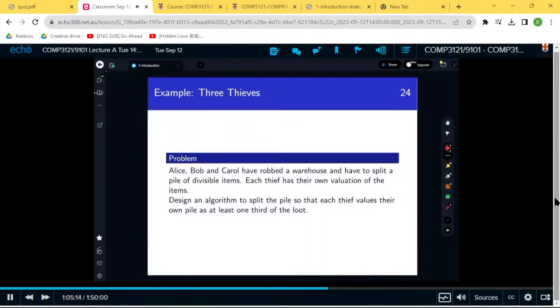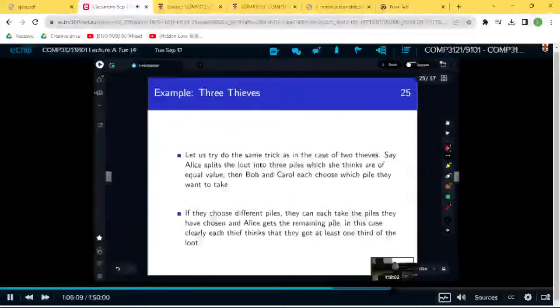Basically, I guess we could ask Alice to divide the pile into 3. Alice will be happy with any one of those 3 piles. And now maybe Bob and Carol could decide somehow about the 2 most valuable piles, take these 2 piles, put them together, and run the previous algorithm, the algorithm for 2 thieves. Would that satisfy everybody? Well, they have to agree on which 2 piles to choose, and that might not be obvious.